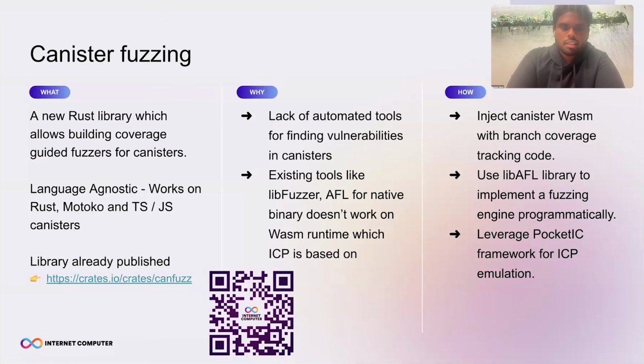Now, why do we need this library? There is currently a lack of automated tools for finding vulnerabilities in canisters. Existing fuzzing tools like libFuzzer and AFL only work on native binaries, and they don't support the WASM runtime, which ICP is based on. How exactly are we going to achieve this? We plan to inject the canister WASM with branch coverage tracking code. We will use the LibAFL library to implement a fuzzing engine programmatically, and we will also use PocketIC for IC emulation. I will show more details later.